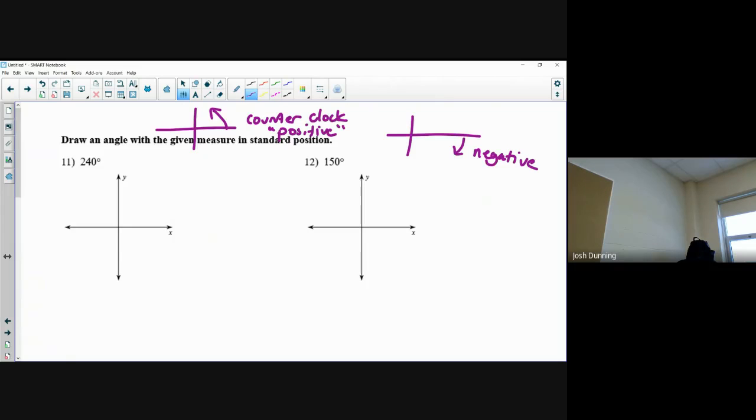And in geometry, we learned an angle is made up of two rays. A ray is a line that has one endpoint, but then goes on forever in the other direction. Your initial ray, where you start, is always the positive x. Now, these don't have to be perfect. Just remember, counterclockwise is positive.